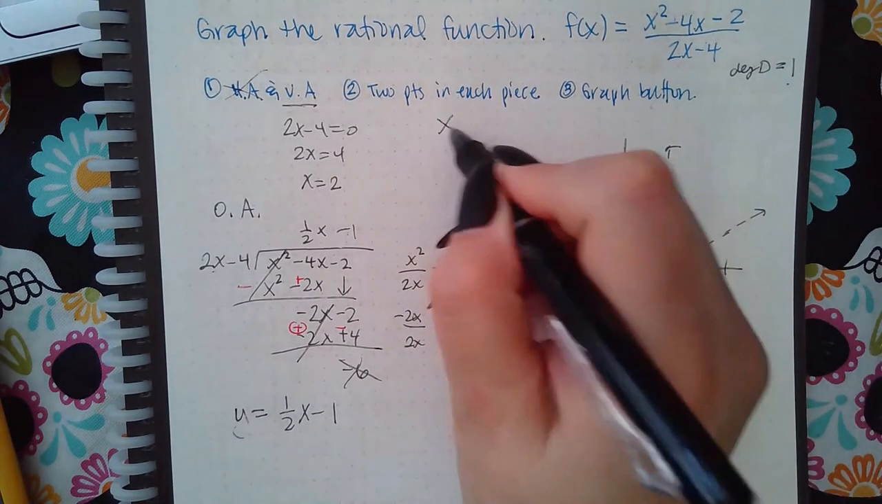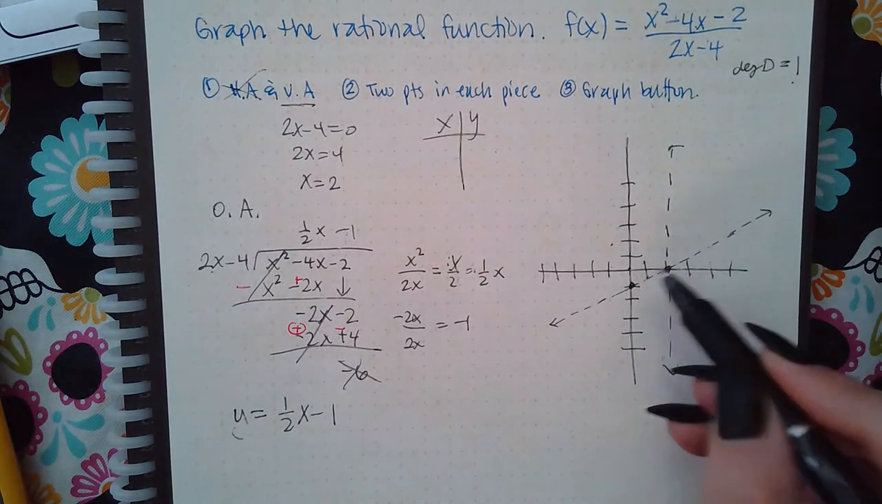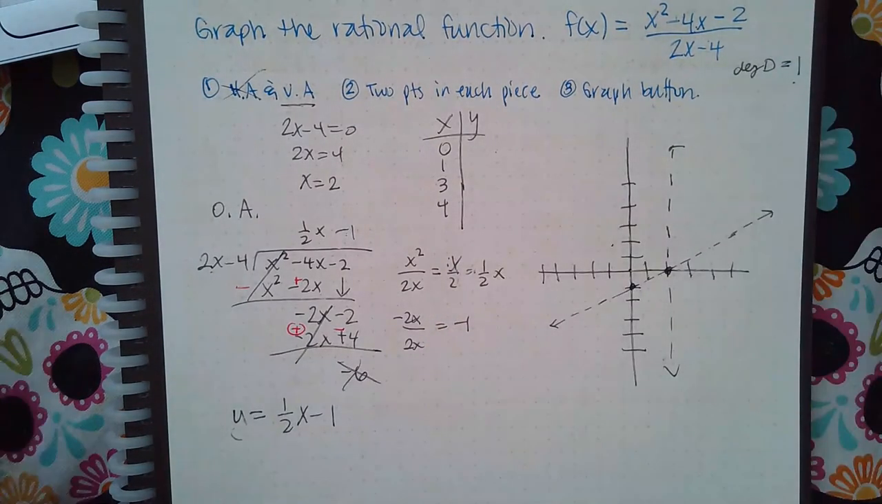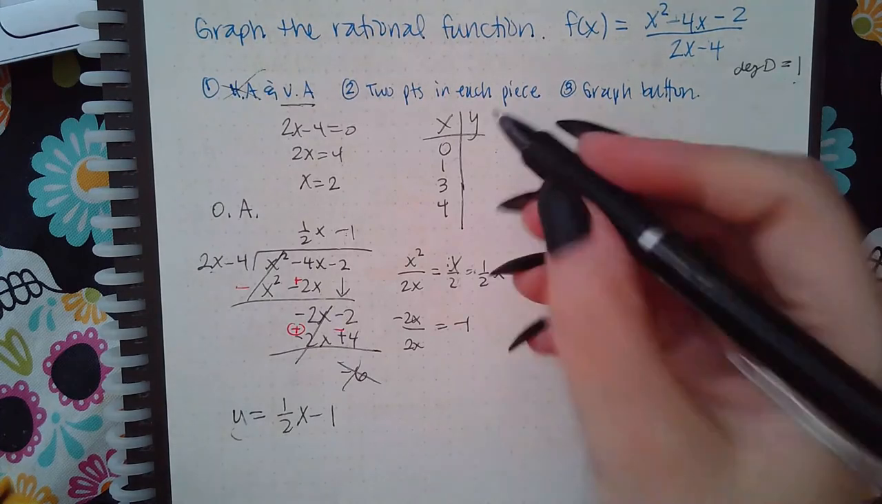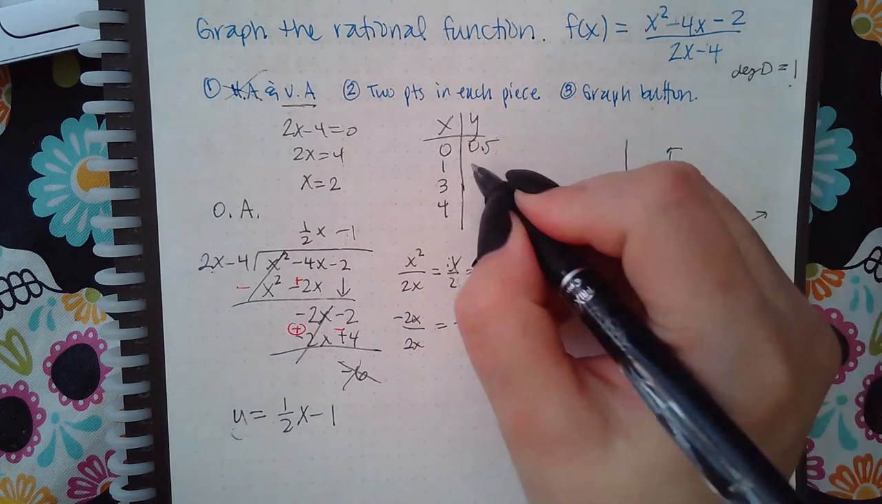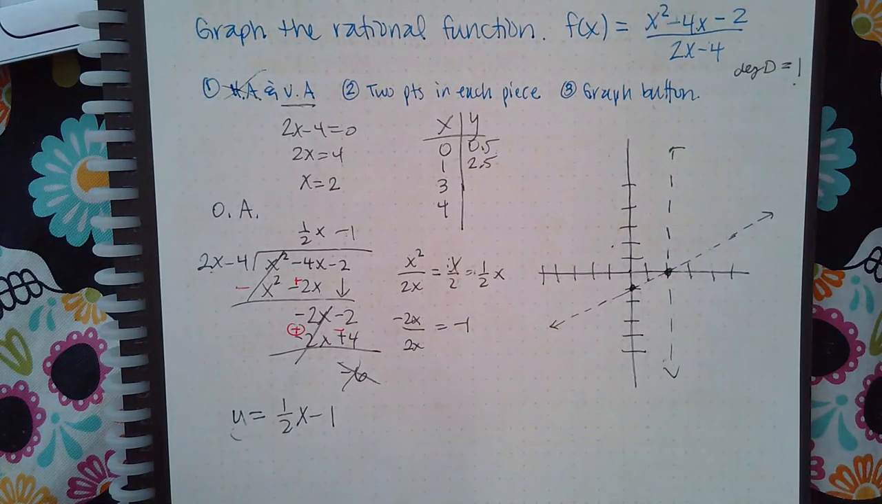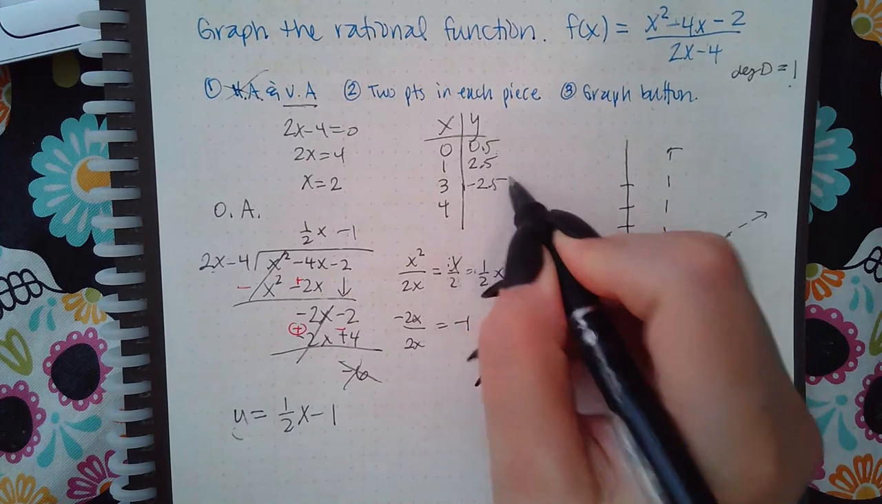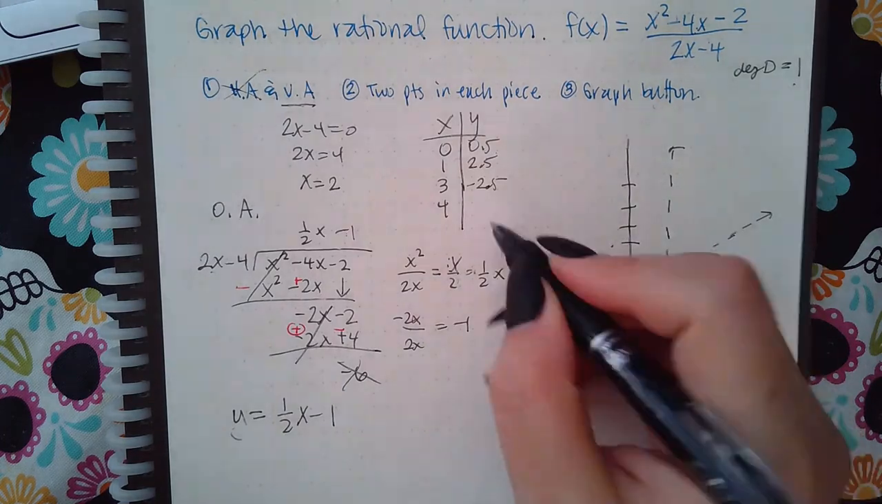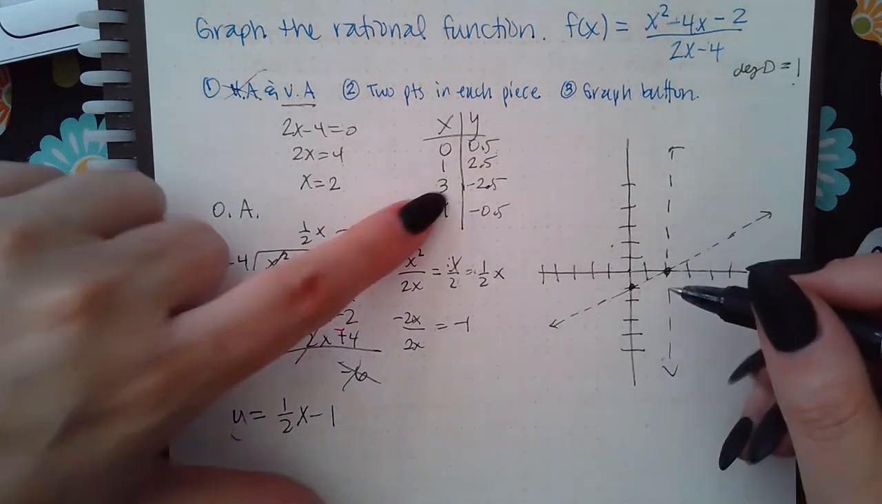And then I'm still going to make a table so I can get 2 points in each piece. So I need 2 points here, like 0 and 1. And 2 points here, like 3 and 4. And I'm going to plug them into that function. So let me see. x squared minus 4x minus 2 over 2x minus 4. I get 1/2 or 0.5. When I plug in 1, I get 2.5. When I plug in 3, I get negative 2.5. And when I plug in 4, I get negative 0.5. So let's see what happens when I graph that.